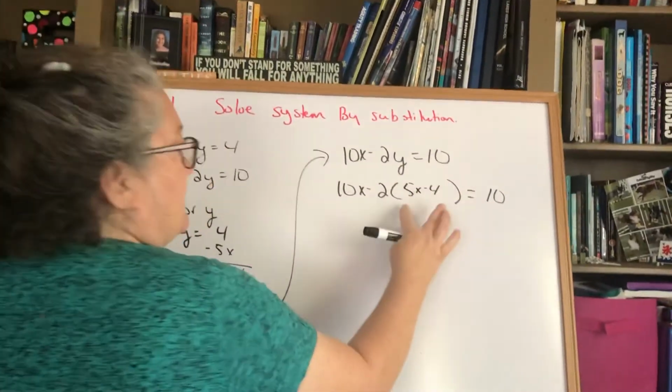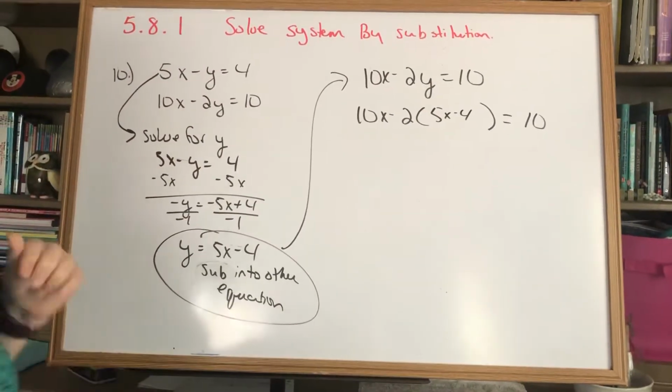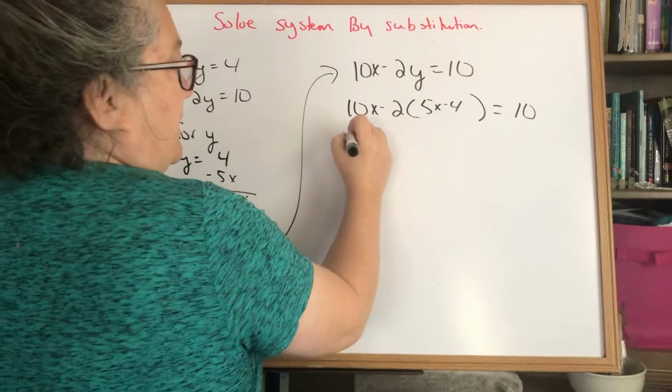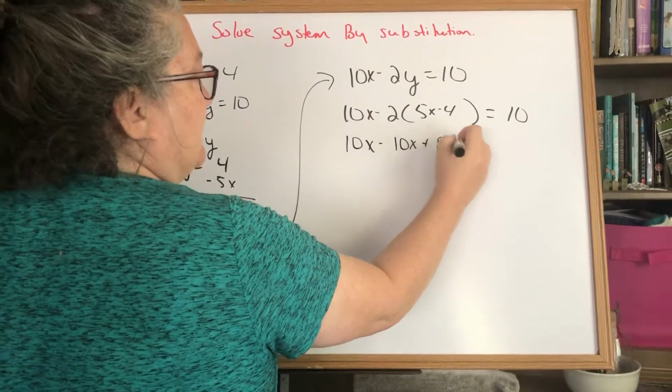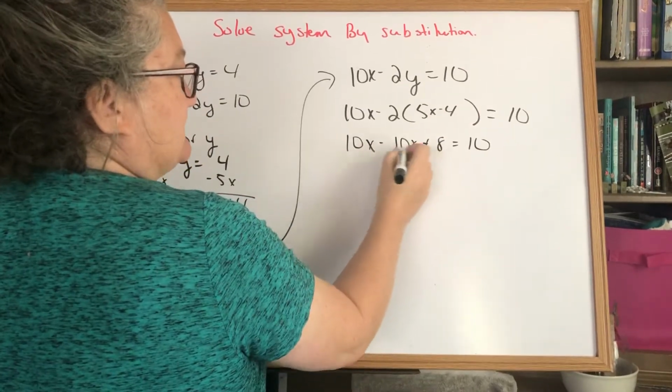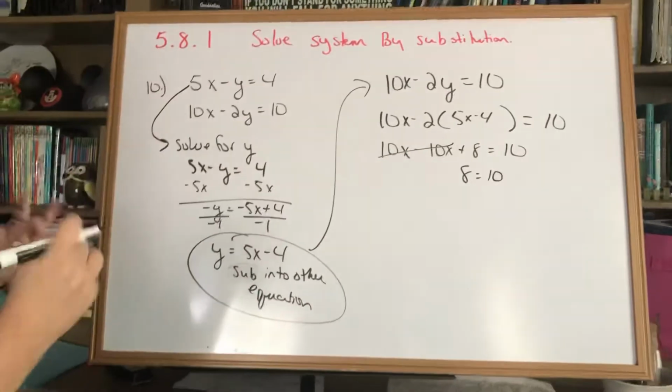So 5x minus 4. This is where putting the parentheses is going to save you. Make sure you put parentheses. All of that is y. Simplify. 10x minus 10x plus 8 equals 10. 10x minus 10x, that goes away. 8 equals 10. Oh no, did I make a mistake?